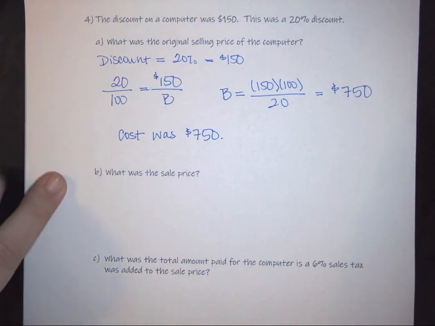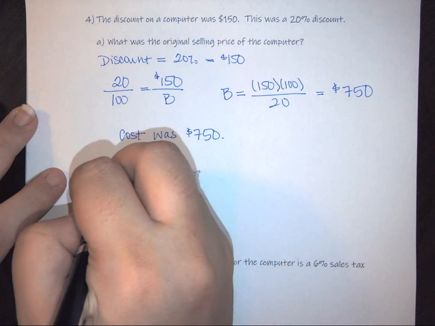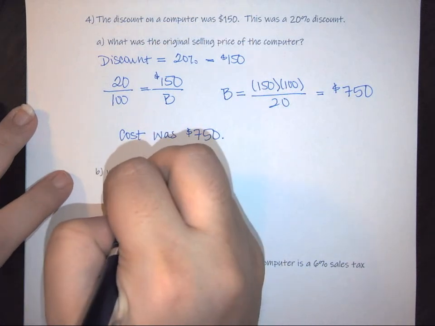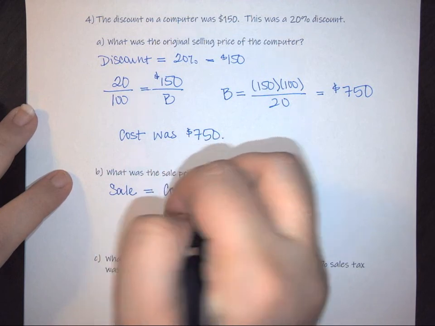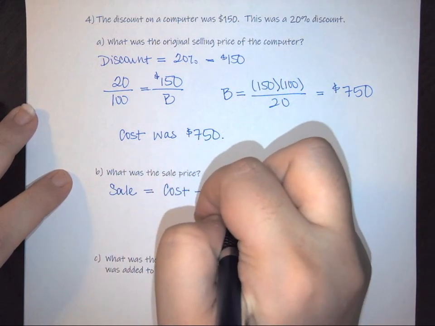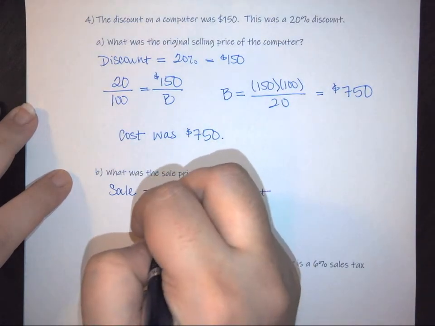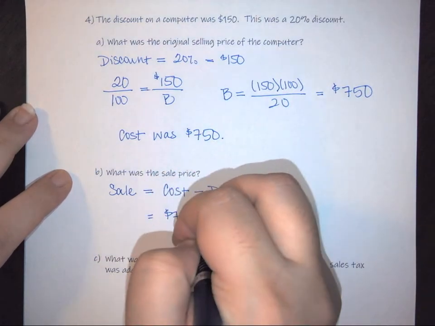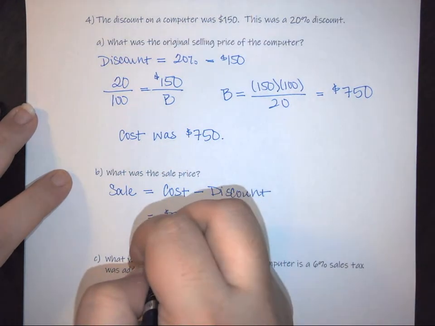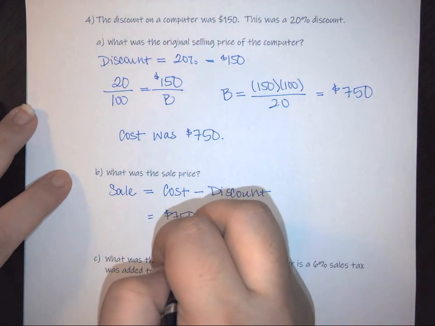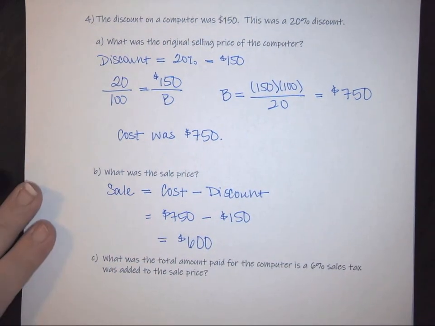Now the second part says, what was the sale price? So in order to find your sale price, we have to take your cost minus your discount. So here my cost was the $750 minus my discount was $150. So in this case we get that the sale price was $600.